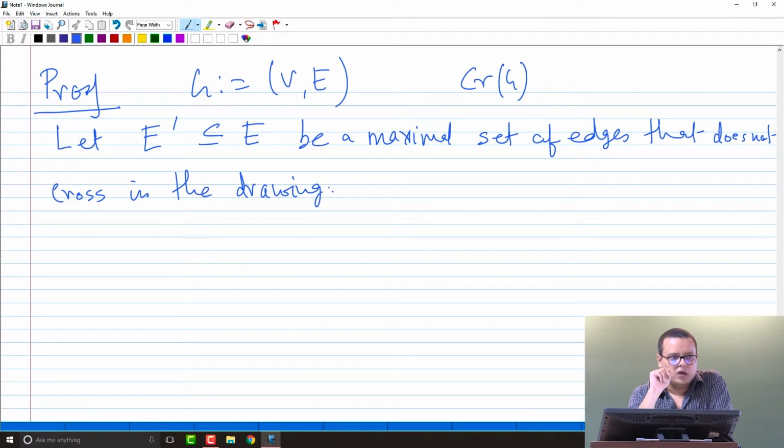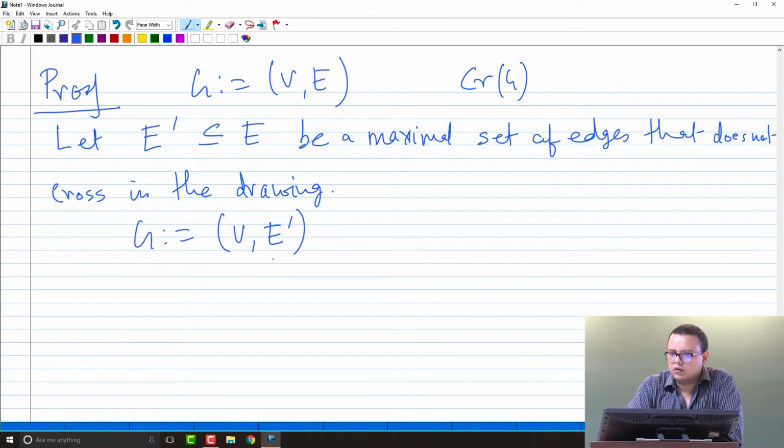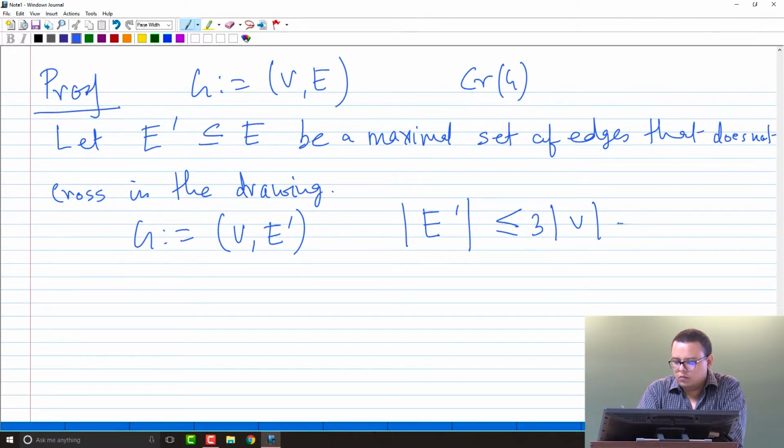Okay, it's clear. So, now let us say I look at the graph G with the same vertex set, but edge set E prime. It is a planar graph, right? What should it satisfy? What will be the size of E prime?